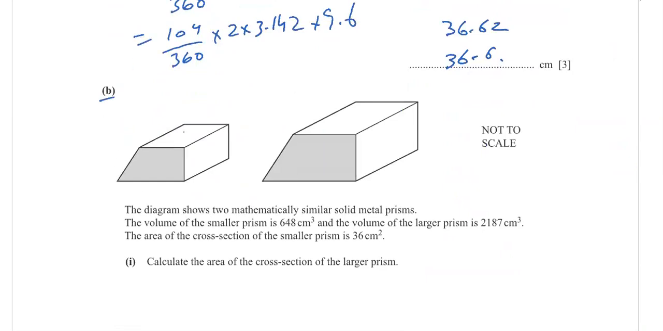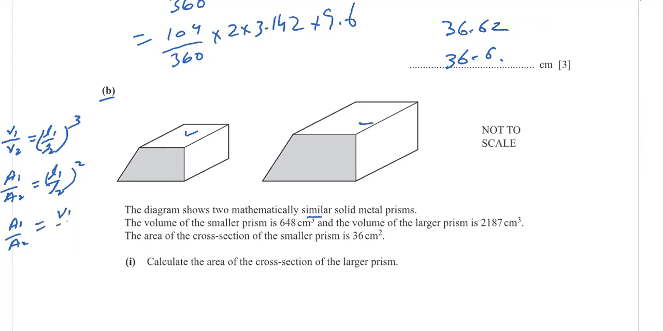Now part B: these are two shapes and are mathematically similar. Whenever the words mathematically similar come, immediately what should come to your mind? The ratio of volumes, V1 over V2, will be equal to L1 over L2 cubed. The ratio of areas, A1 over A2, will be L1 over L2 squared. If you compare volume and area, you can say A1 over A2 can be related to V1 over V2.